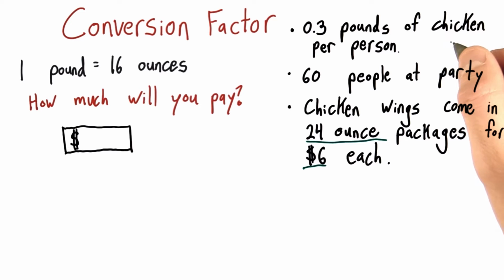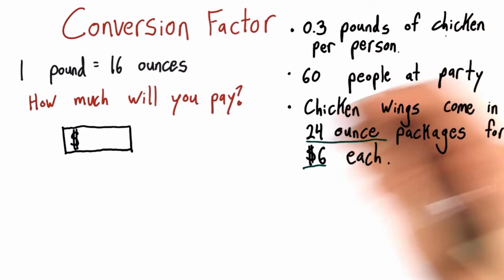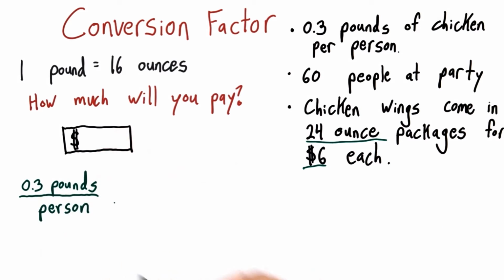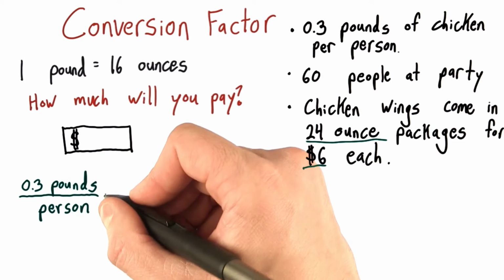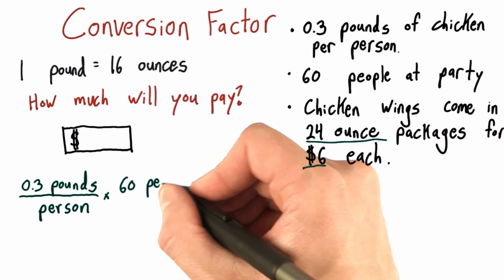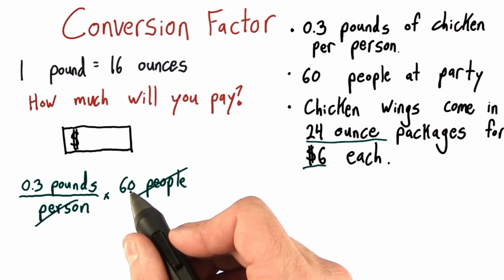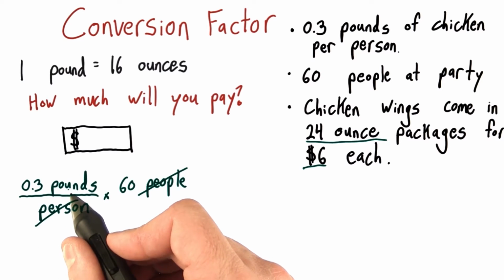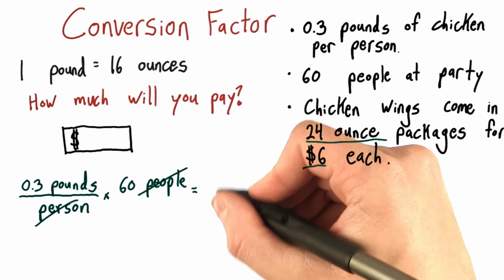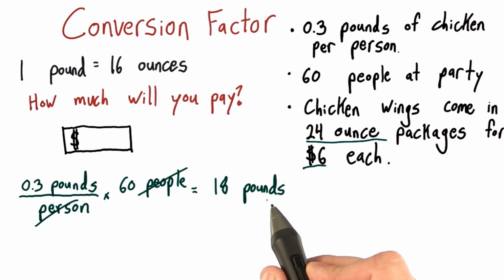Okay, well the first thing I want to do is figure out how many pounds I'm going to have to order. And I know I'm getting 0.3 pounds per person, which I can write like this, and that there's 60 people. So I'm going to multiply by 60 people. Well, person, people, same thing, I'm going to cancel out. So I have 60 times 0.3, and the only unit left is pounds. And this works out to 18 pounds. Okay, so I need to buy 18 pounds of chicken.